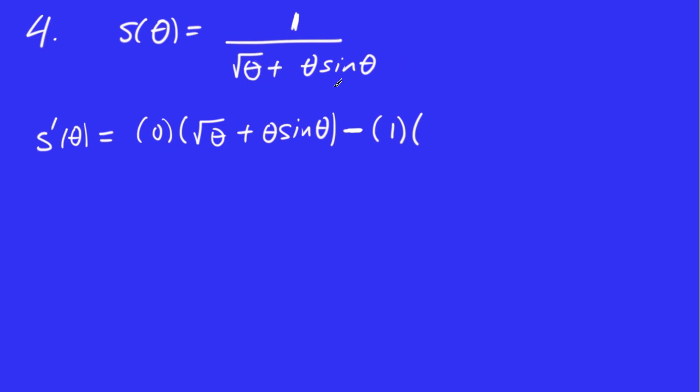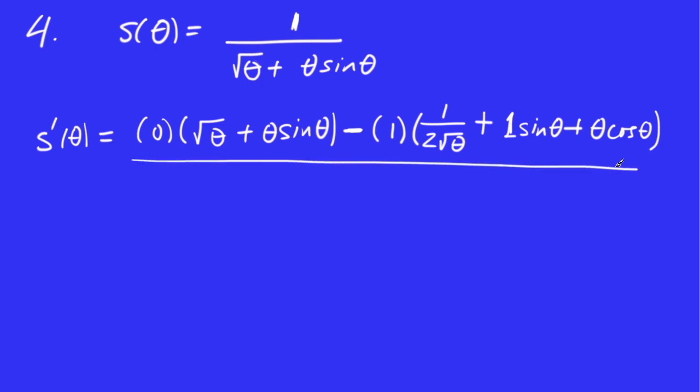The derivative of root theta, that's easy. It's 1 over 2 root theta. And then plus the derivative of this, which is by product rule, right? So we do the derivative of theta, which is 1, times sine theta left alone, plus theta left alone, times the derivative of sine theta, which is cos theta. And that's all over root theta plus theta sine theta, squared.